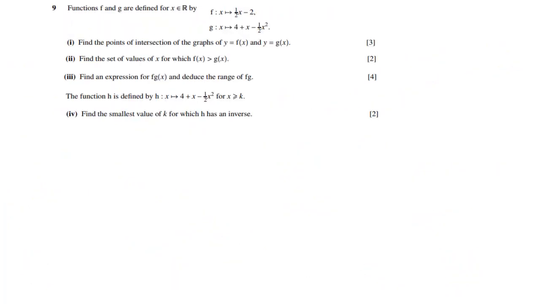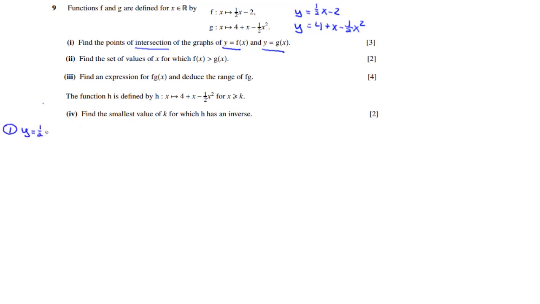And number 9, we've got a function f and g. Keep in mind this notation just means f of x is equal to 1/2 x minus 2 and g of x is equal to 4 plus x minus 1/2 x squared. And then this other part here, it says this intersection, and they say y equals f of x and y equals g of x. Well, that just means, hey, put some y's in place because we're going to graph them or we're going to make them equal to each other.